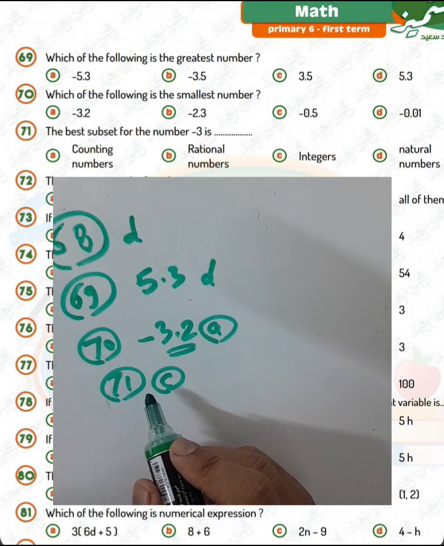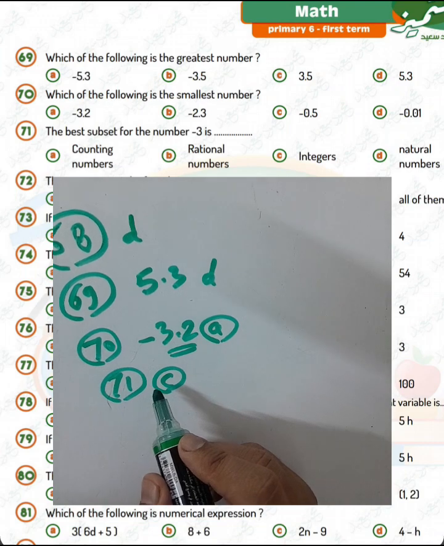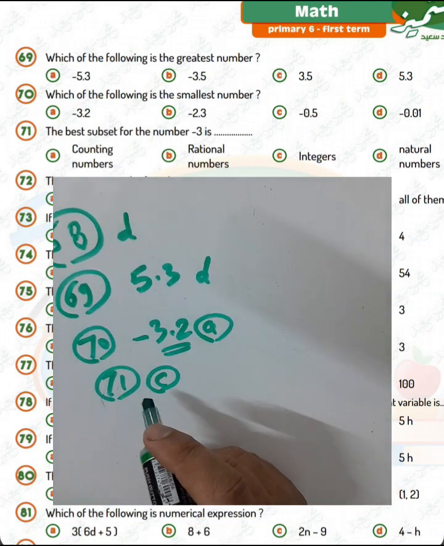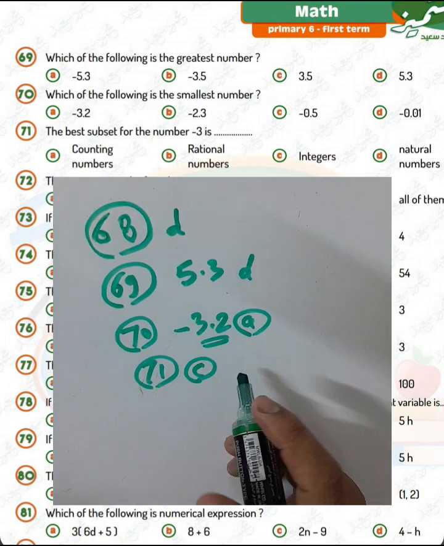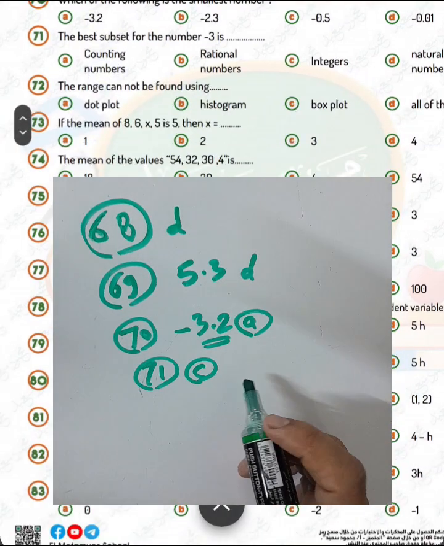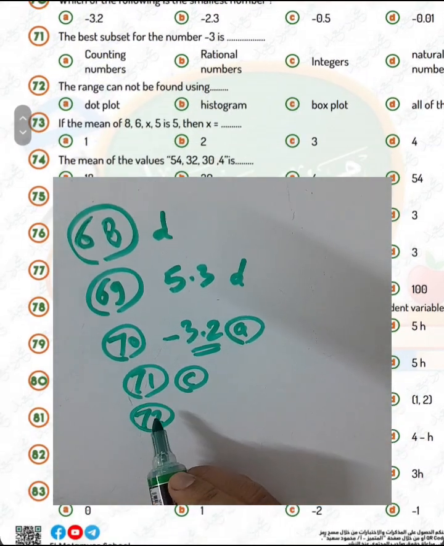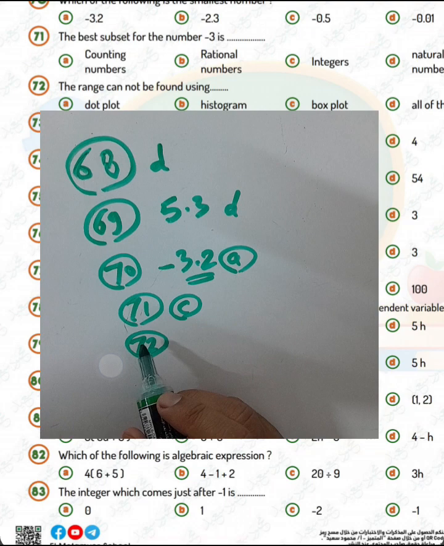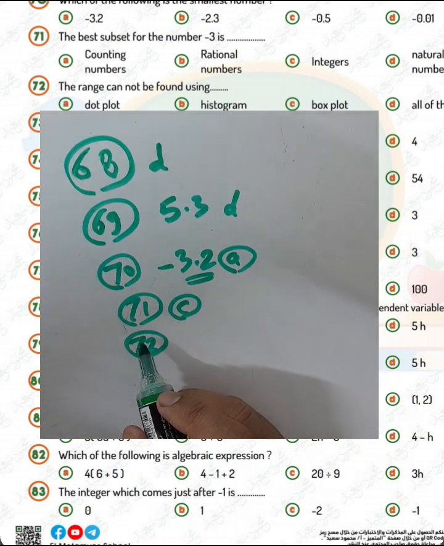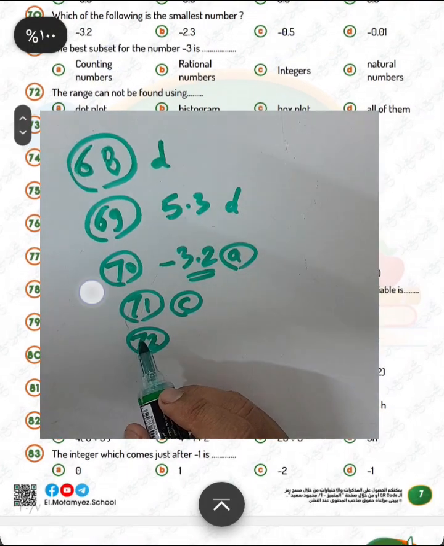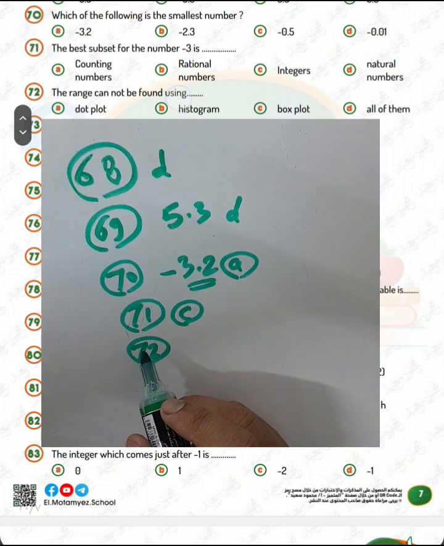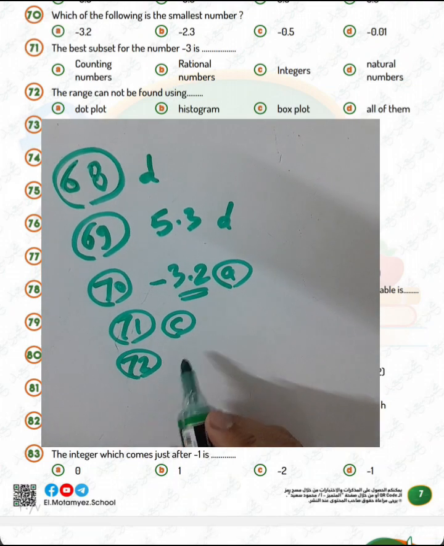Understood? We know -7, we can write it as -7/1, belonging to rational numbers. Then question 72. The range can't be found using what? If we have a histogram, we can find the range. Okay, choose letter B.